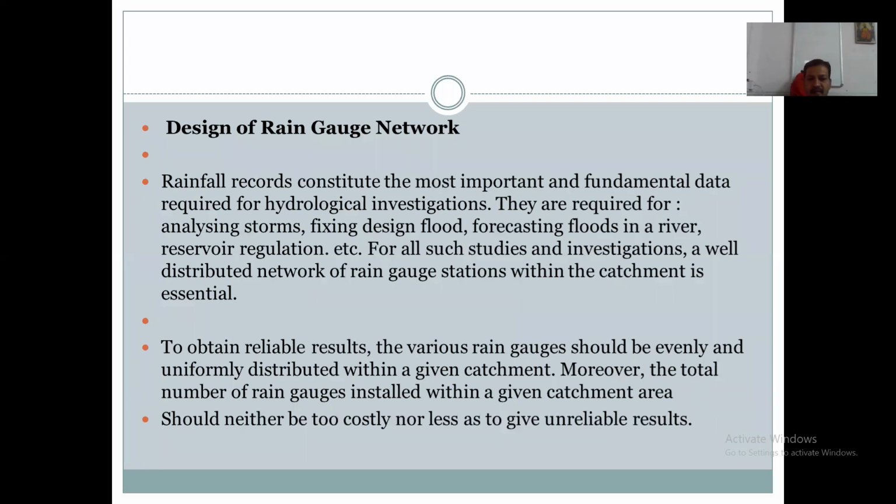So to obtain reliable results, various rain gauge stations are installed within a given catchment area or in a particular city or town. These rain gauges are located at various positions, at various locations, to obtain the rainfall data. A number of rain gauges are installed within a given catchment area. So how to design that rain gauge network?